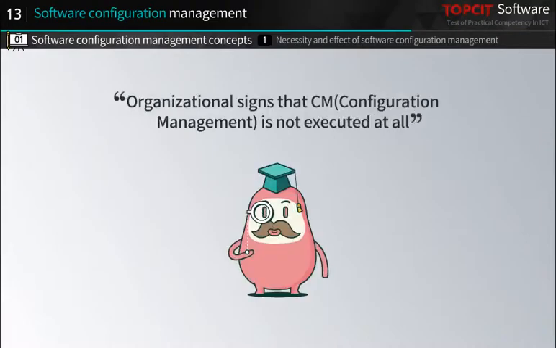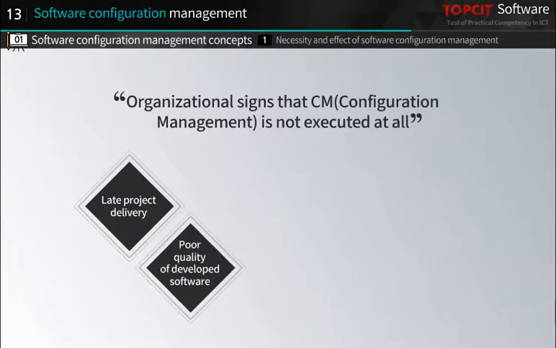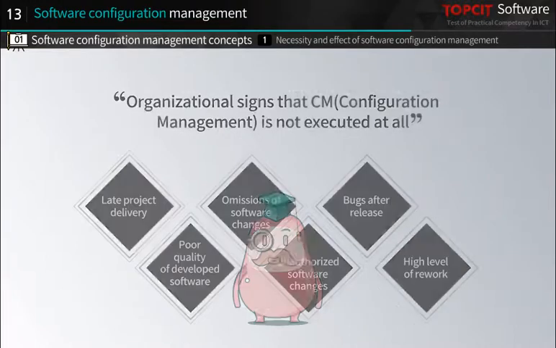Let's discuss the necessity and effect of software configuration management. The need for software configuration management can be explained by looking at the signs that the CM is not performed at all. Organizational signs that cannot be managed by software configuration management include many problems, such as late project delivery, poor quality of developed software, omissions of software changes, unauthorized software changes, bugs after release, and high level of rework.